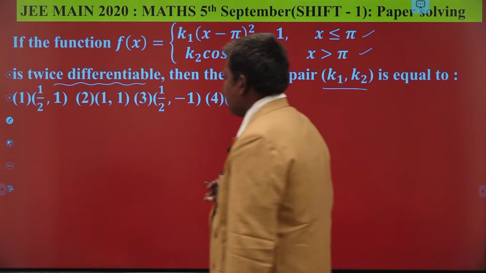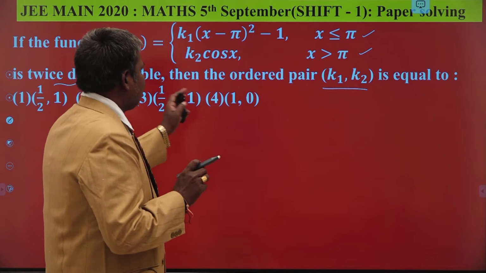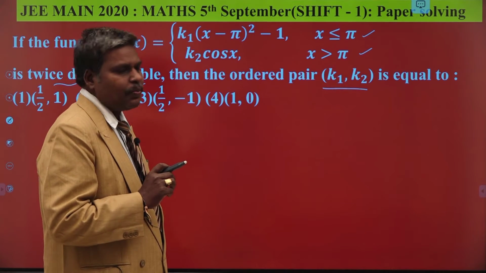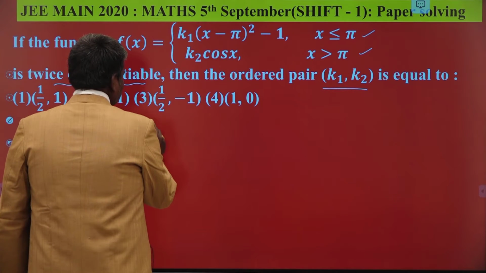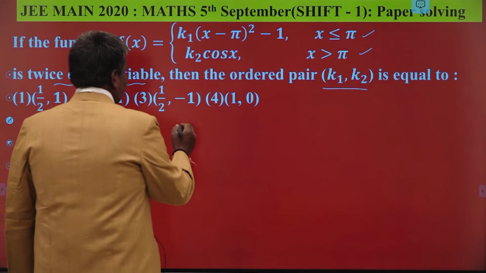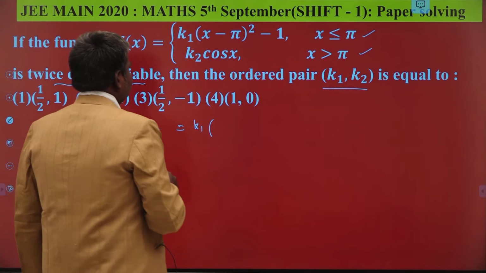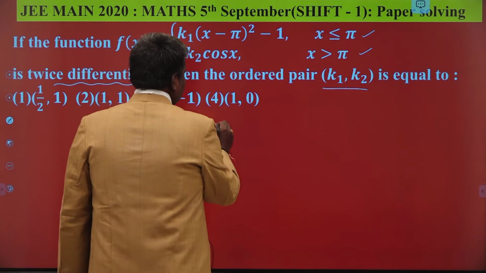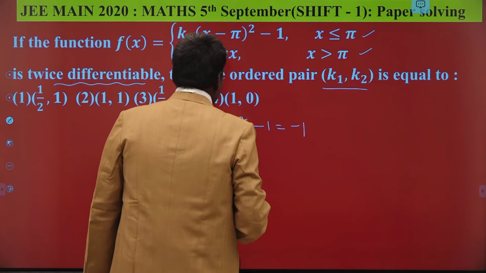So, the function is continuous, which means left hand limit equals right hand limit equals the value at the point x equals pi. What is the LHL? Left hand limit for the function is what now? LHL is equal to k1 into (pi minus pi) whole square minus 1. This is nothing but minus 1.